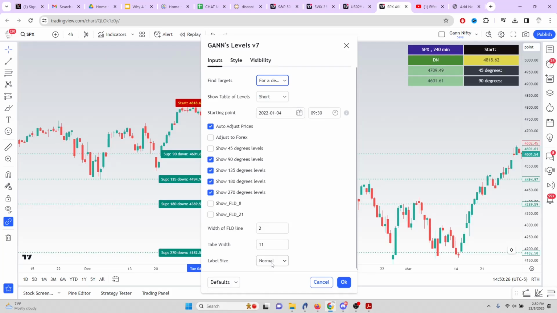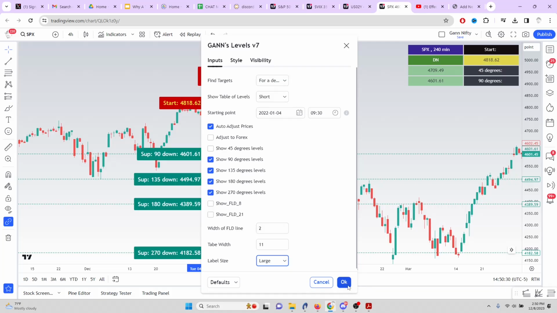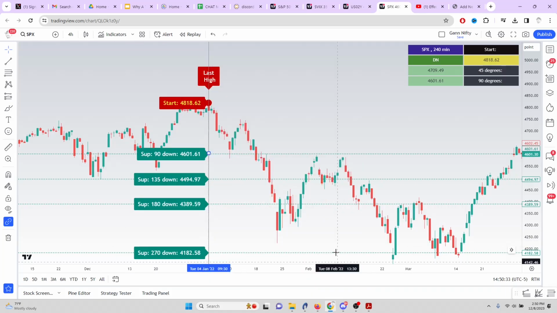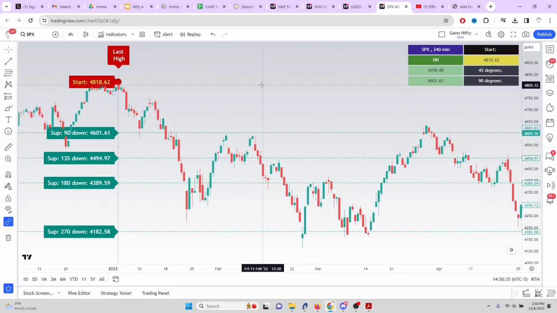And then you change label size from normal to large. It's up to you, but because I record the video, I will pick large size of labels. And here you get all those levels drawn. You can see that nice reaction to 90 degrees down.